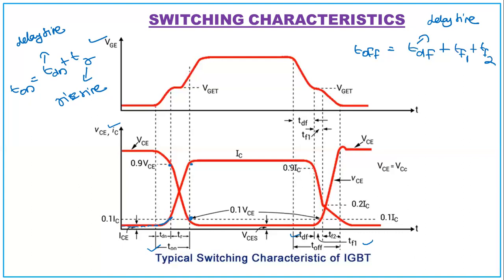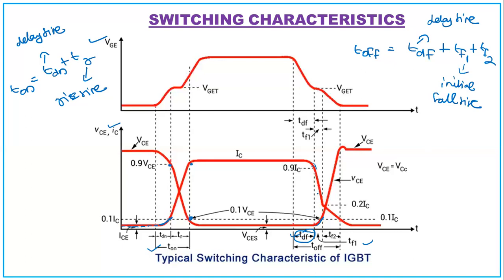basically from IC to 0.9 IC, and VC begins to rise. You can see VC is slowly beginning to rise, and the collector current is slowly falling. So this is TDF. And the initial fall time is TF1. That is 0.9 to 0.2 IC.